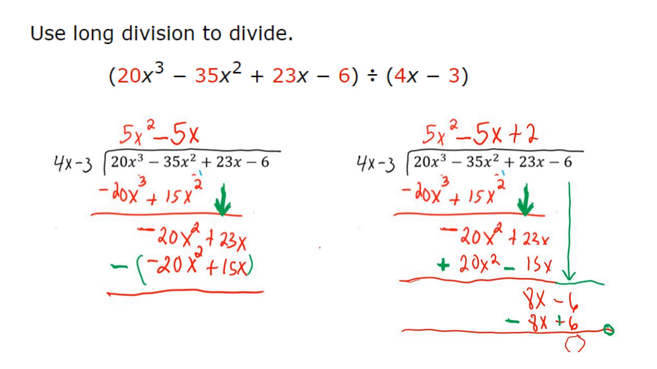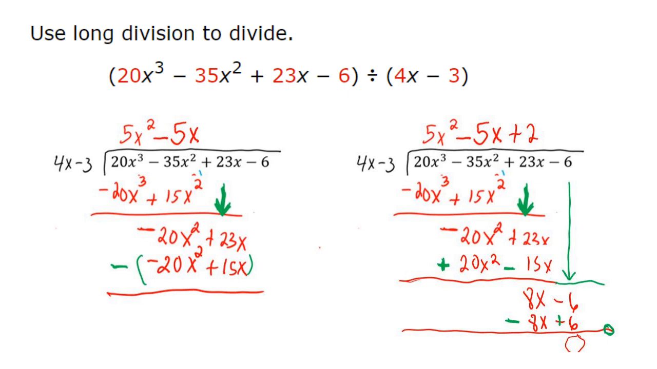Then I say to myself, what can I multiply to 4x that will give me an 8x? Well, that's a positive 2. If you see, I'm putting the sign of what I'm putting here, right? So I have a positive 2. So plus 2 times 4x gives me an 8x, plus 2 times a minus 3 gives me a negative 6.